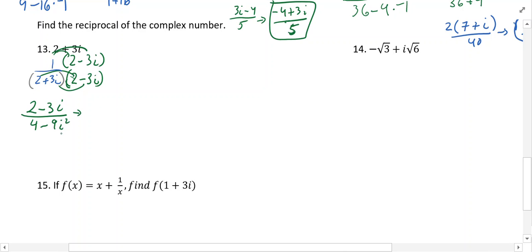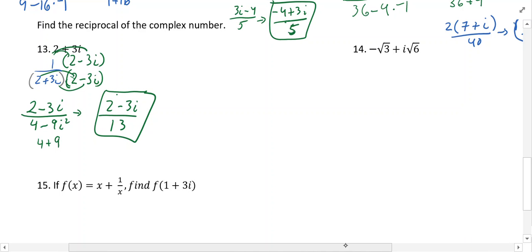So then I'm going to take a shortcut here. Remember, I know i squared is -1, and I know that -9 times -1 would give me a +9. So 4 plus 9 is going to give me 13, okay? So I said i squared is -1. I multiplied it by -9, which got me the +9. Nothing can reduce, so this is my final answer.